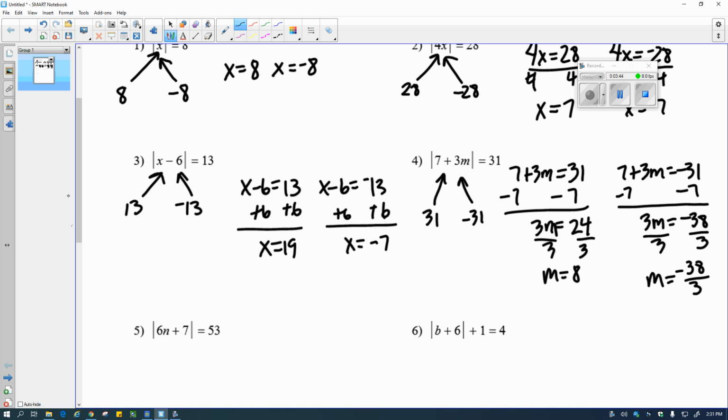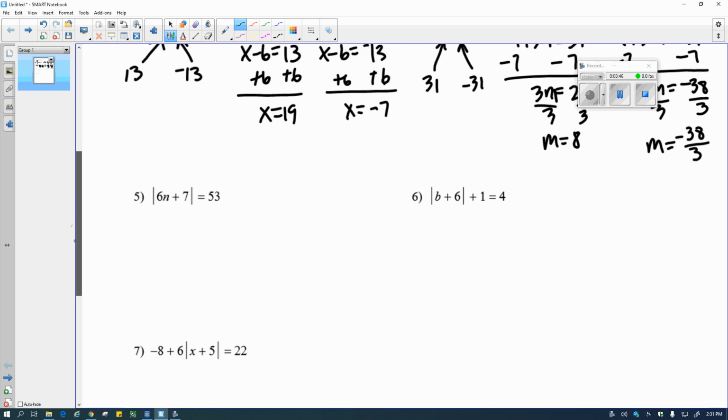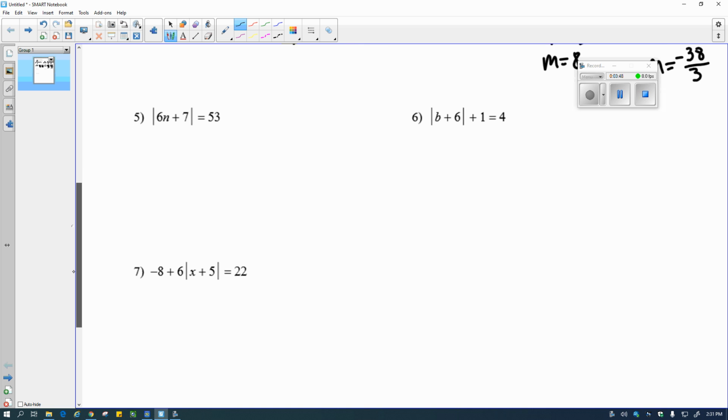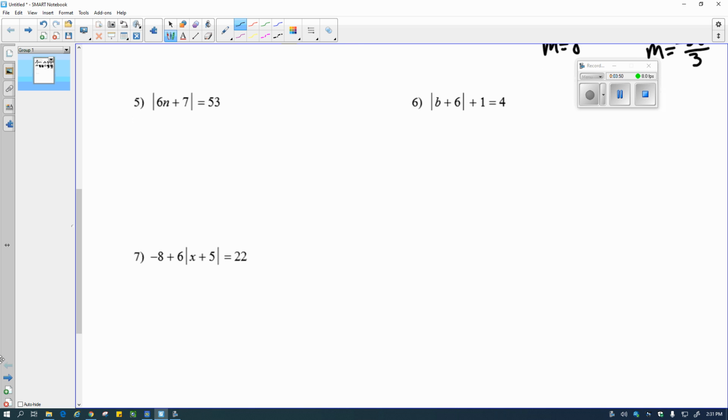Okay, so same concept going on in the next one. If you want to pause the video and give it a try and see how you do, that'd be fantastic. Otherwise, just follow along. Again, I'm going to take what's inside of here. 6n plus 7 could be positive 53. 6n plus 7 could be negative 53. I don't always have to draw the arrows up to there and break it apart like that. I just did at the beginning to sort of show what's going on.